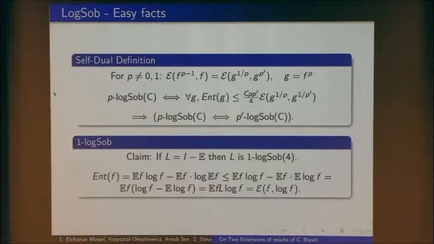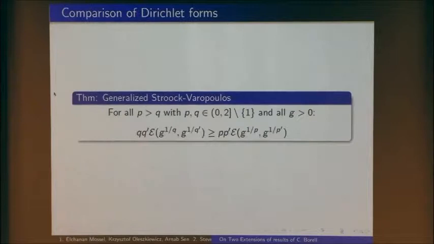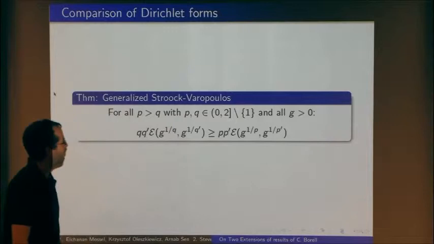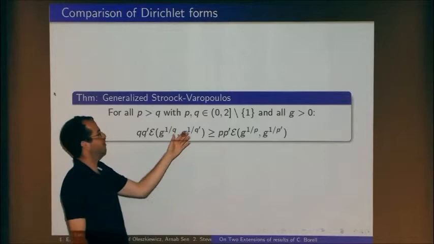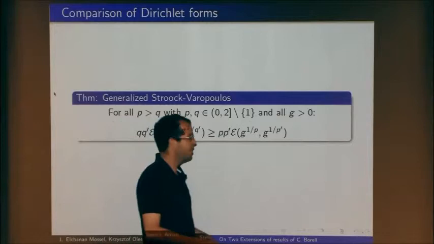And then what you have to prove is a statement like that. This is a statement stronger than what's called the Stroock-Varopoulos estimate. So you have to prove something about the Dirichlet energy. But when you look at P and Q norms, you have to prove that if P is greater than Q, then for any number between 0 and 2, this Dirichlet form is less than that Dirichlet form. And this is, of course, not quadratic because there are all these powers, but the Dirichlet forms act in a quadratic way.